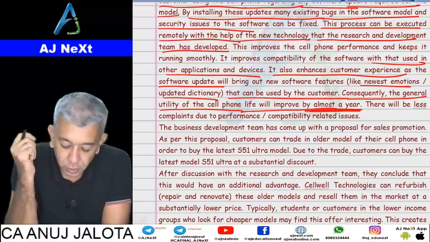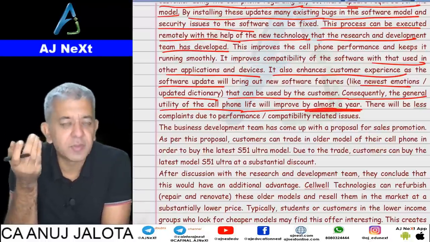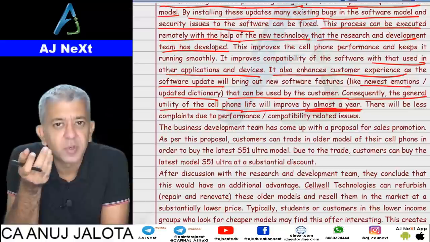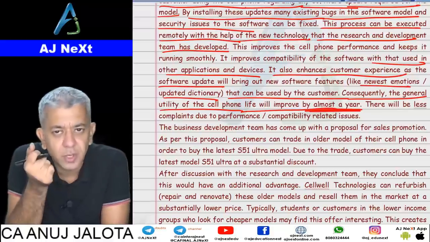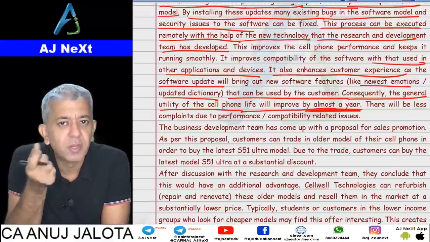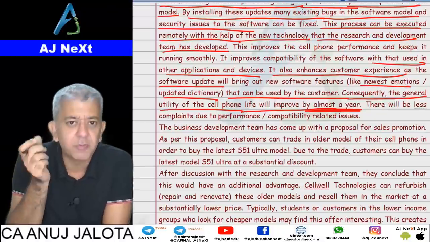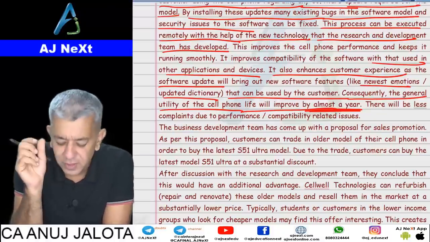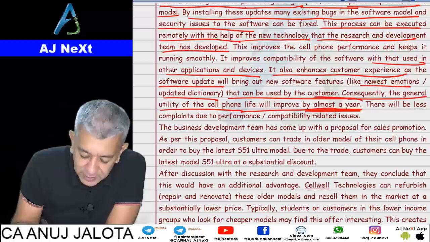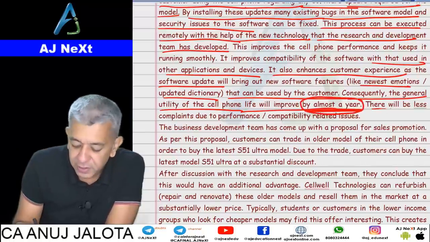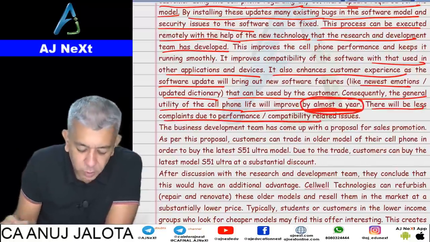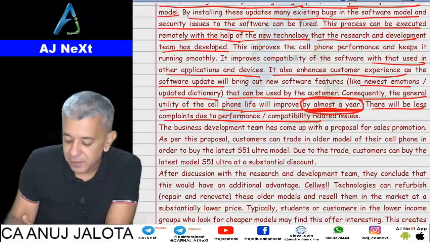Okay, so due to these things, the life of the cell phone will be increasing by a year because otherwise the software becomes outdated. Okay, so therefore it becomes very difficult. The phones become very slow and so on. So therefore, due to all these particular things, the life will increase by a year. Okay, this thing I think you should underline further. There will be fewer complaints due to performance or compatibility related issues.